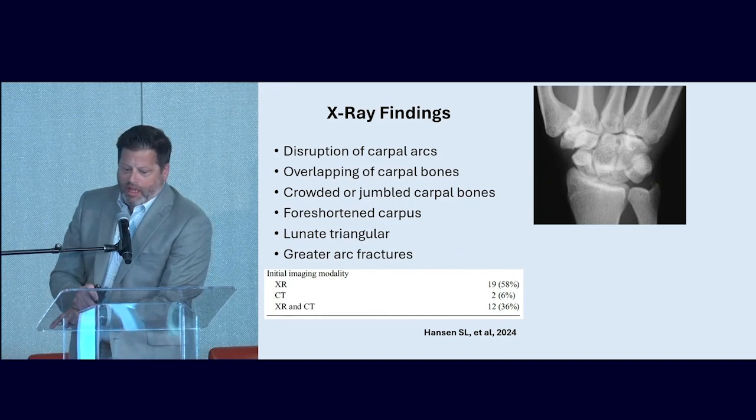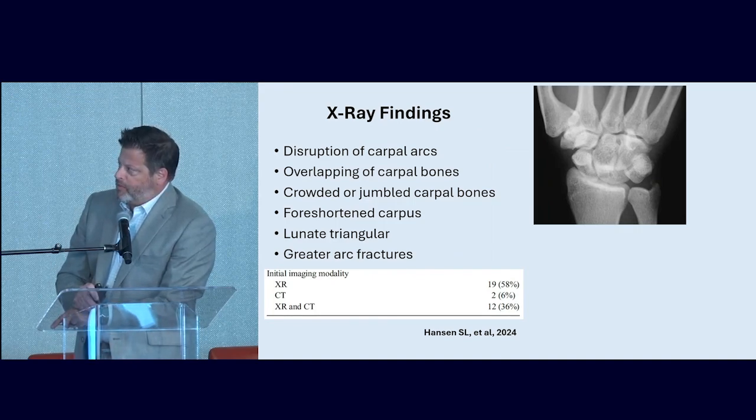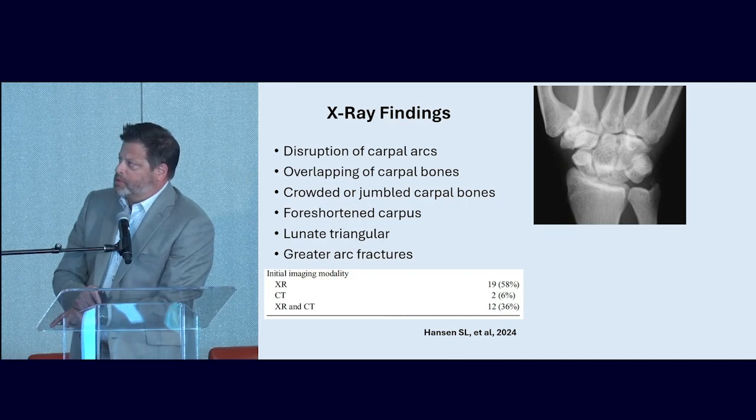So what do we see in our x-rays? Some are very subtle, as I said. You see a disruption of carpal arcs, you have overlapping of carpal bones. This seems kind of crowded, a foreshortened carpus. I'll show you in the next example of a triangular lunate and greater arc fractures.